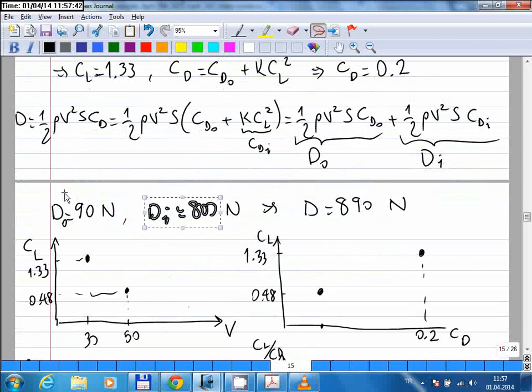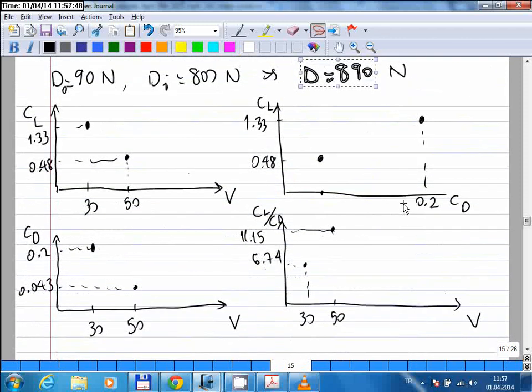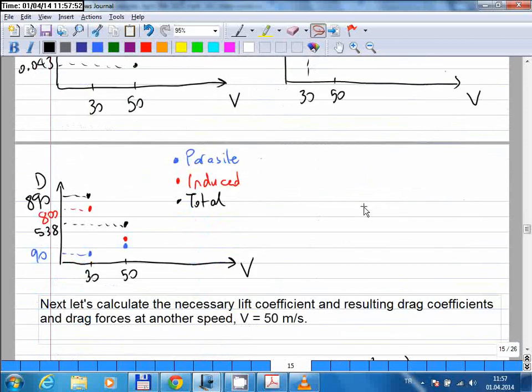And the total drag force is then the sum of these two, right? It's 890 newtons. So you can put them here. So then let's put these numbers on a plot.